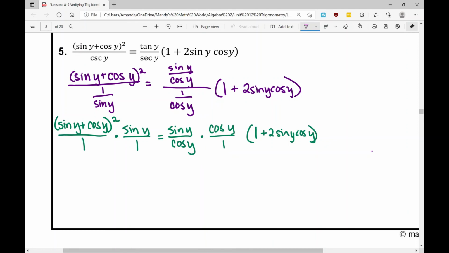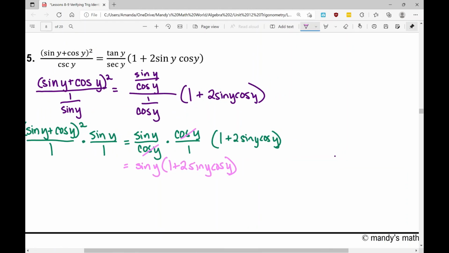Okay, so the fraction on the left, I've got sine y plus cosine y squared times sine y. At this point, I'm looking at the one on the right side of the equal sign, and I can easily simplify this right here, right? Can't I do that? Sine y over cosine y times cosine y over 1. So I'm left with sine y times 1 plus 2 sine y cosine y.